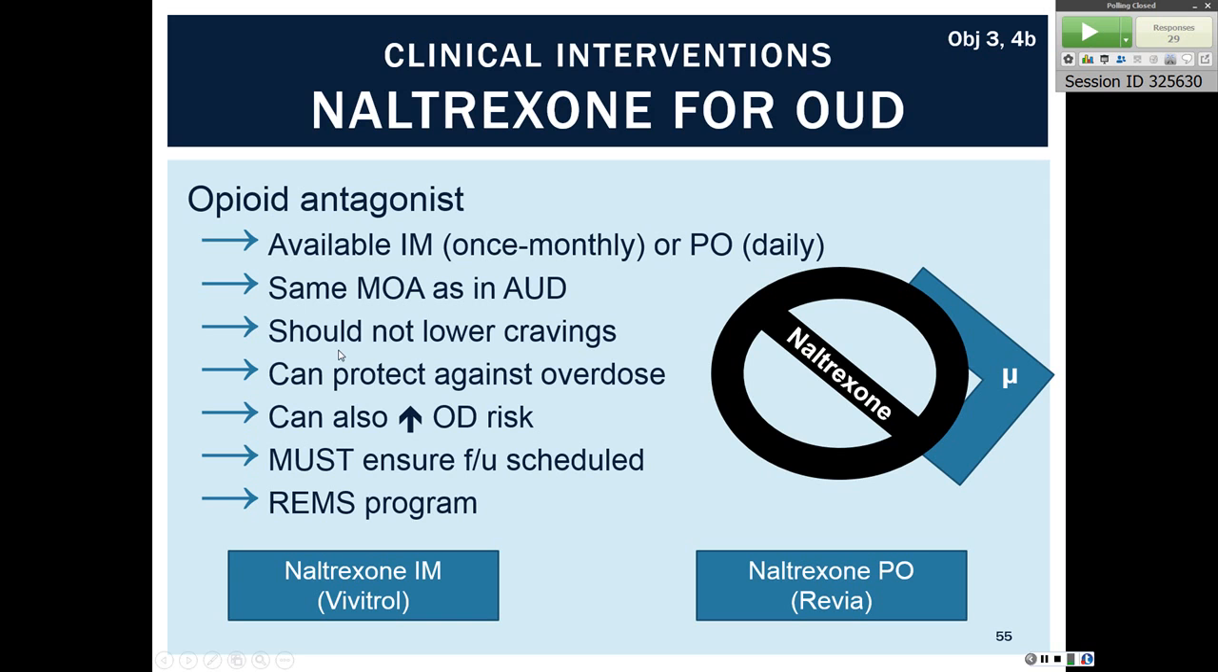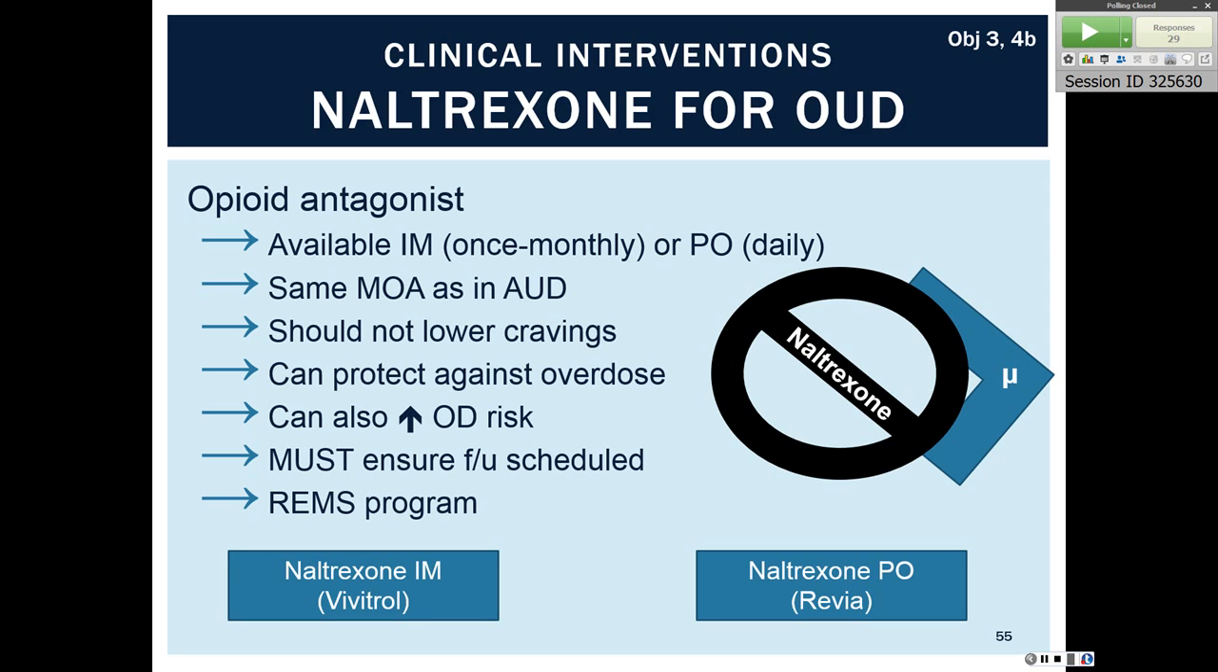Theoretically, naltrexone shouldn't really lower opioid cravings because it's not activating the opioid receptors at all. However, patients actually report that it does, and they tell us that it's the fact that they know if they were to use, there'd be no effect whatsoever. And so that kind of reduces the craving that they might have.